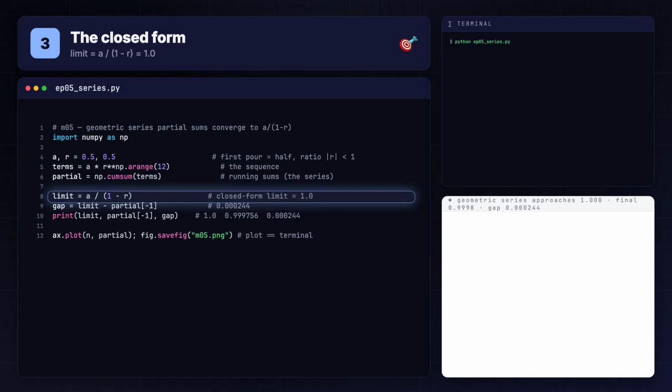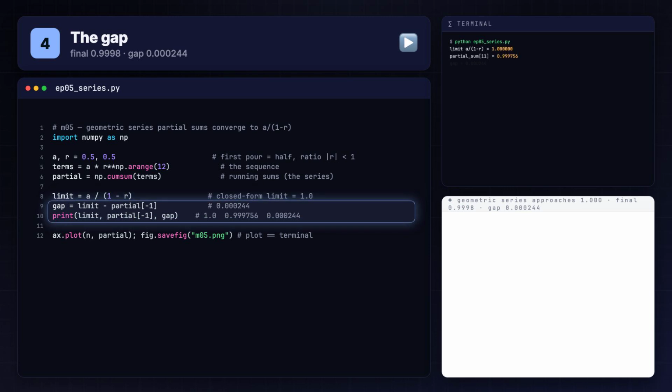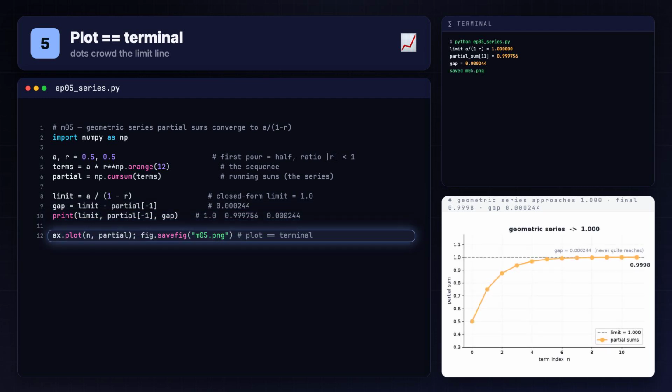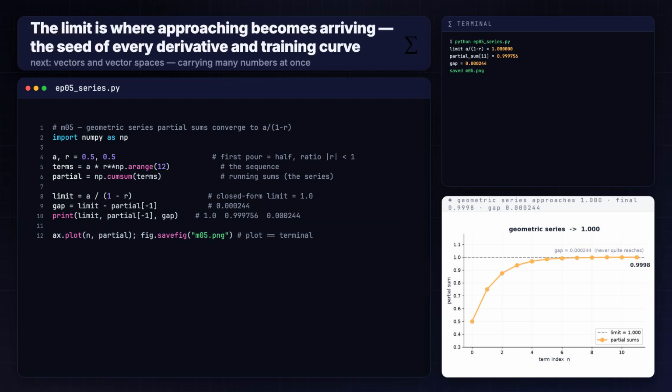We compute the closed form limit a over 1 minus r, the value the sum is heading toward. We print the limit and the gap between the final partial sum and that limit, showing it has nearly closed. We plot the partial sums as rising dots against a dashed line at the limit. The dots crowding the line is convergence made visible. The limit is where approaching becomes arriving.